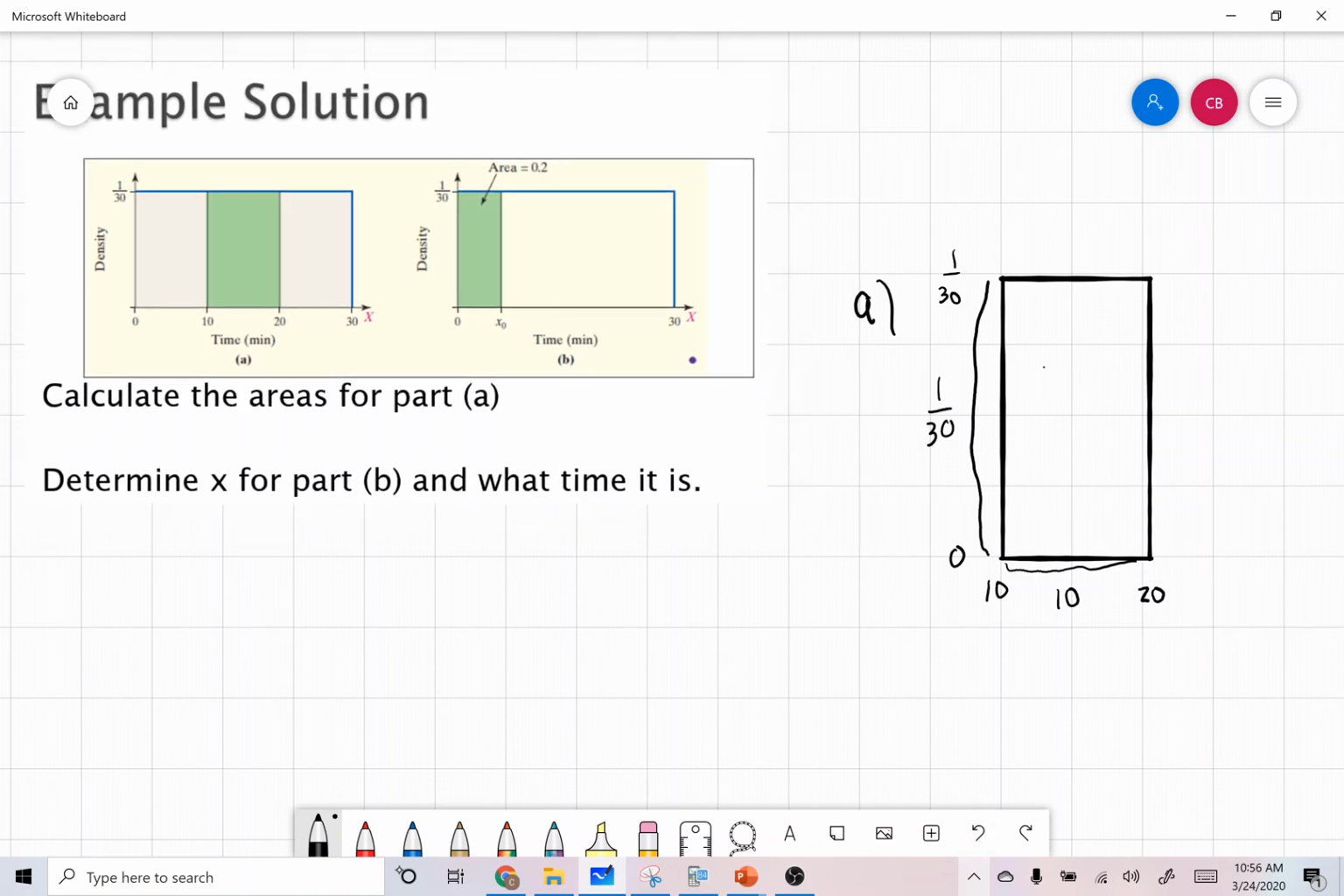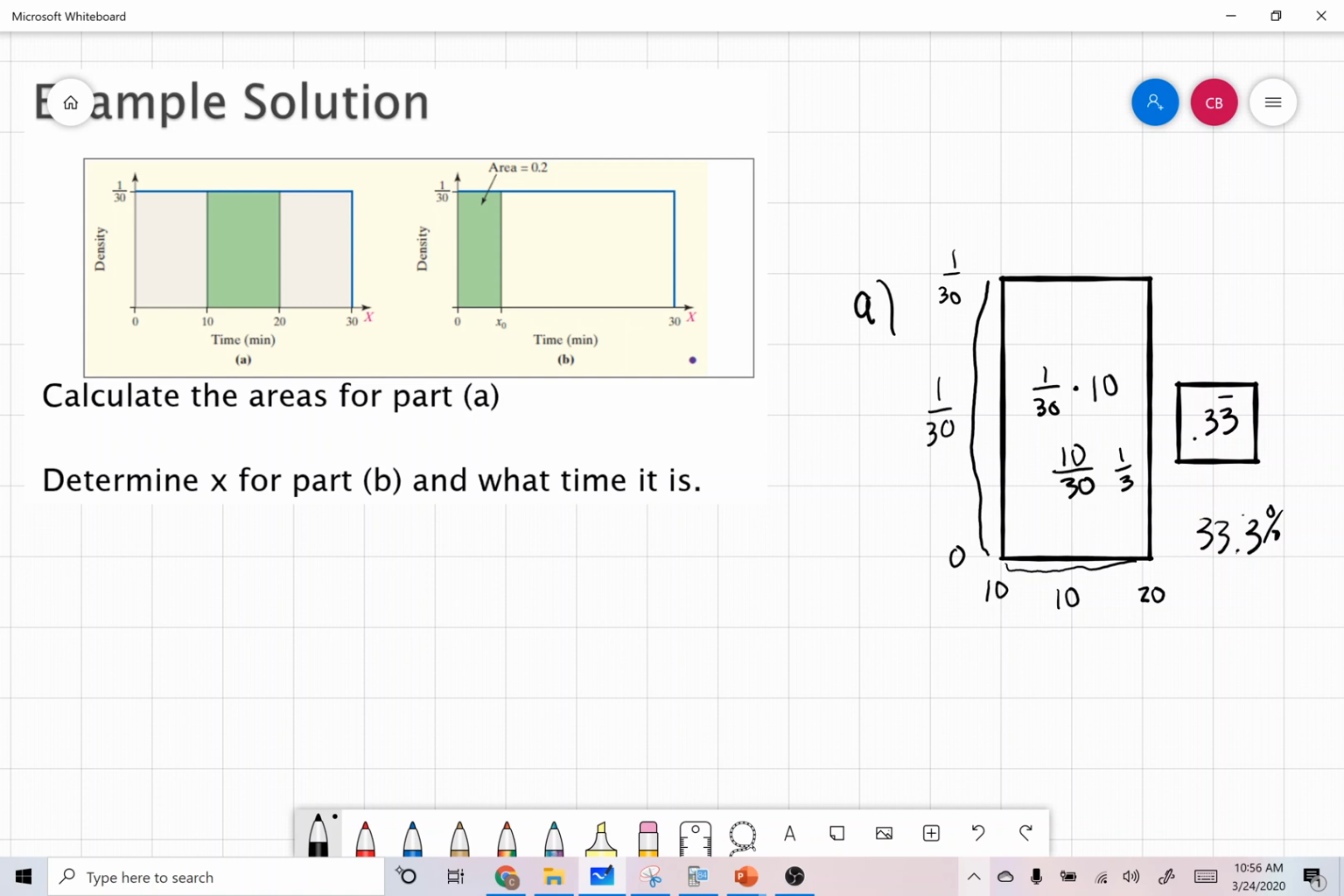So what is the area? This is 1 over 30 times 10, which is 10 over 30, which is 1/3, which is 0.33 repeating. Okay, so what does that mean? That means there's a 33.3% chance that your friend arrives between 10 and 20 minutes.